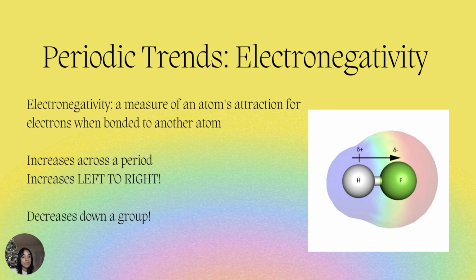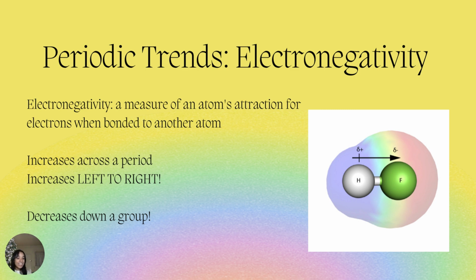The next trend is going to be electronegativity, which is a measure of an atom's attraction for electrons when bonded to another atom. This is basically how attractive an atom is and how much it wants to take, or not want to take, another atom's electrons, because electrons are shared amongst atoms, which we'll talk about in further lessons. But you just need to know that it increases across a period and it decreases down a group.